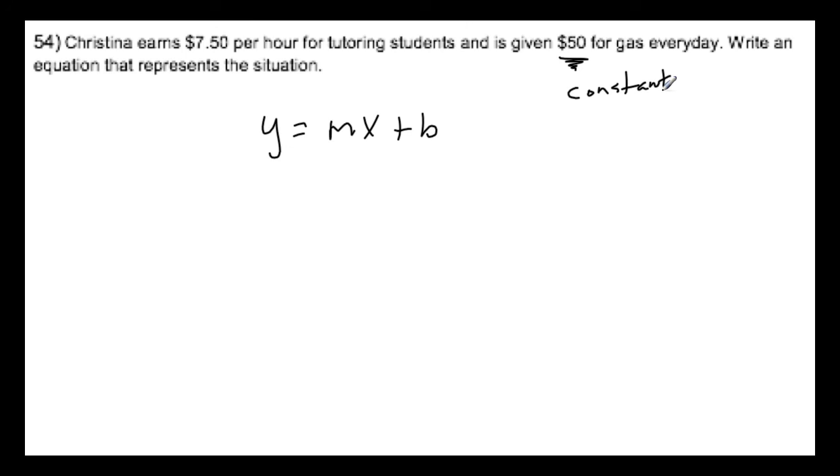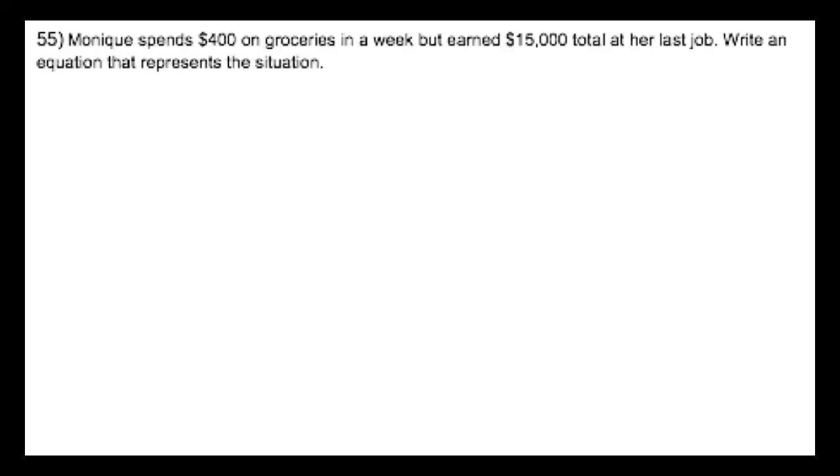So what represents where we start in our slope-intercept form? We know the $7.50 per hour ends up being our rate of change because that's the thing that stays the same over and over and over. So where does that go in our slope-intercept form? So if you remember the classwork that we just did a few minutes earlier, you can figure out this one.